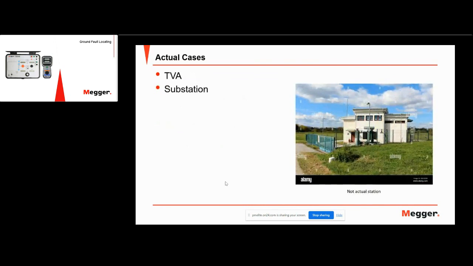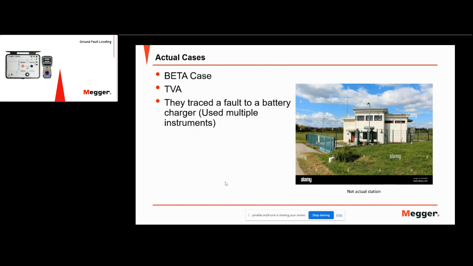Now, this is another case study. This is another substation that is located in, I believe this one was in Tennessee or Alabama. I'm not sure, one of the two. But they were tracing the fault that they had, and they traced it to the battery charger. And they used multiple instruments to confirm it was the battery charger. So they then replaced the battery charger, and the fault was still there. So now they had no idea what was happening.